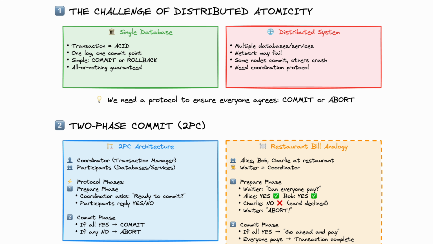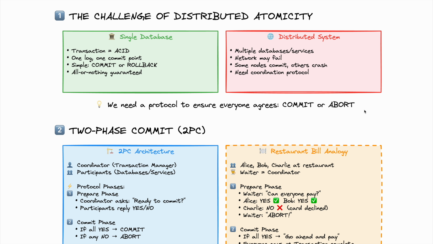So now let's go to the challenge of distributed atomicity. What does that mean? First, let's take a single database. In a single database, it's very easy, right? We have a single ACID transaction, one log, one commit point. So we either commit or roll back. All or nothing is guaranteed if we have a single database.